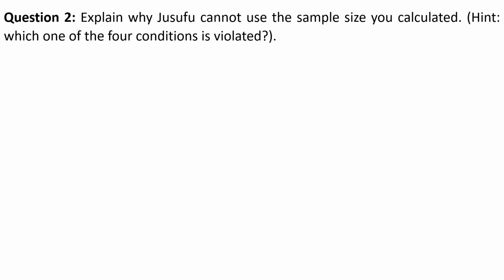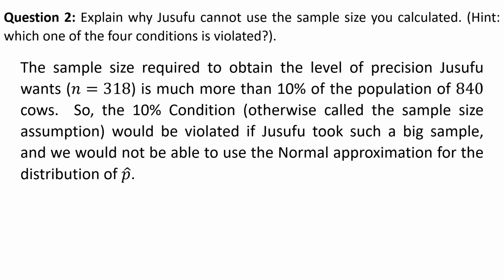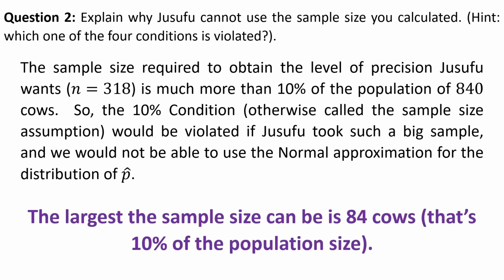So next we're to explain why Jusufu cannot use the sample size that we just calculated. And the answer is simple. The sample size required to obtain the level of precision that Jusufu wants, that sample size was 318, is much more than 10% of the population of 840 cows. So the 10% condition would be violated if Jusufu took such a big sample, and we would not be able to use the normal approximation for the distribution of p-hat. By the way, what is the biggest sample size we can take? We have 840 cows. The biggest sample size we can take is 84 because that's exactly 10% of the population.